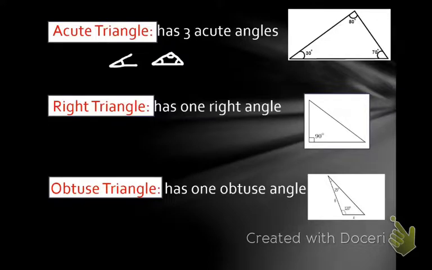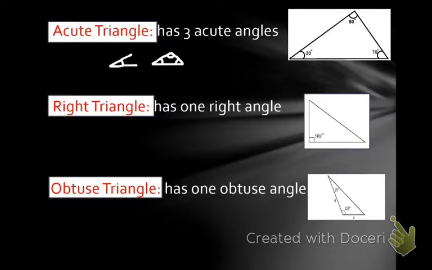The right triangle. This is easiest to find because it has a what in it? A right angle, but it is identified by seeing that little square right there. Good job. The last one is an obtuse triangle. It has one obtuse angle. What does obtuse mean? Over 90 degrees, just like that angle that went to the beach. It was over 90 degrees outside, okay?